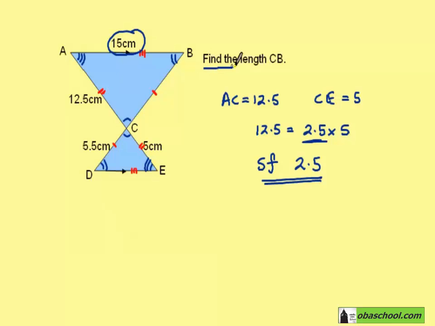We now want to find the length CB. This corresponds to CD, and CB is in the larger triangle. Therefore CB is going to be the scale factor times the length of the side in the smaller triangle. So CB is equal to 13.75 centimeters.